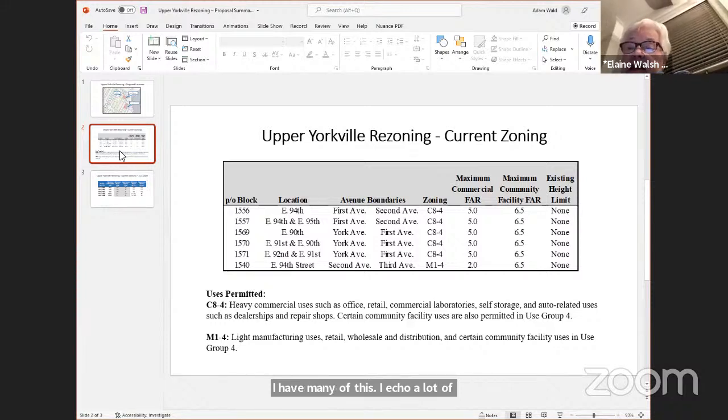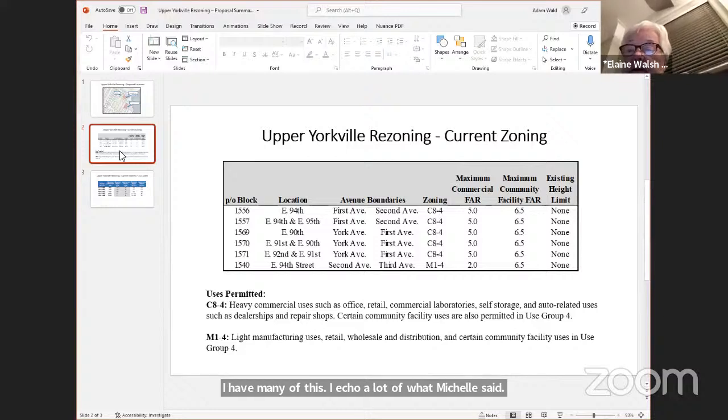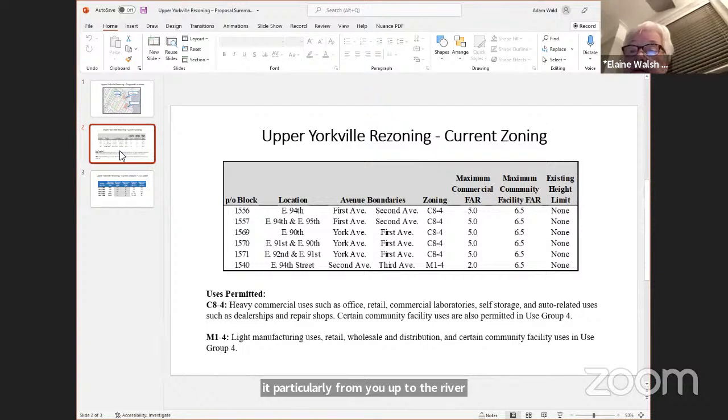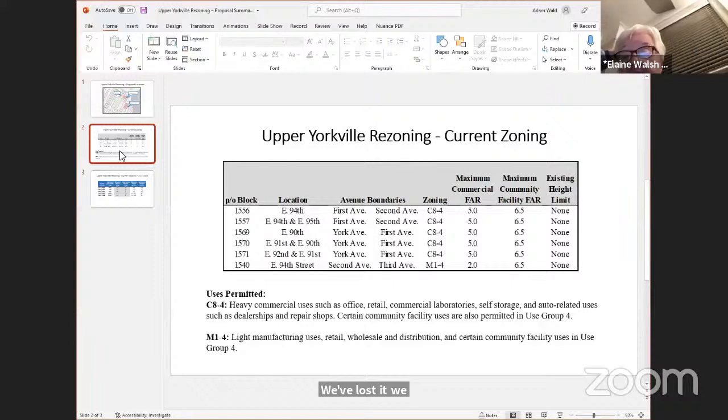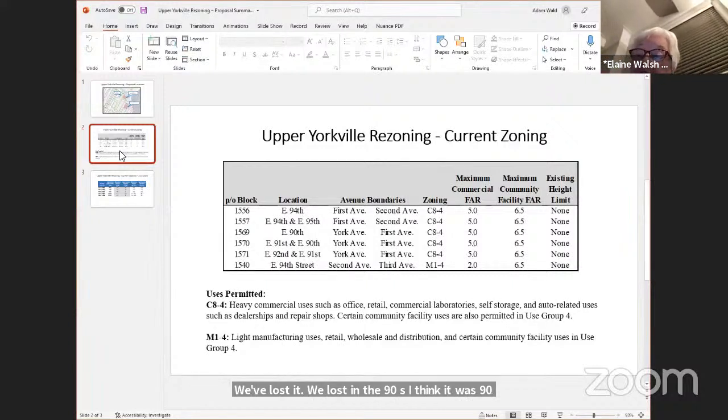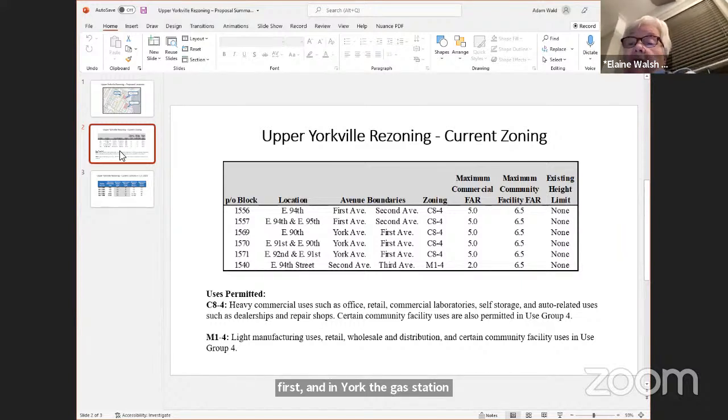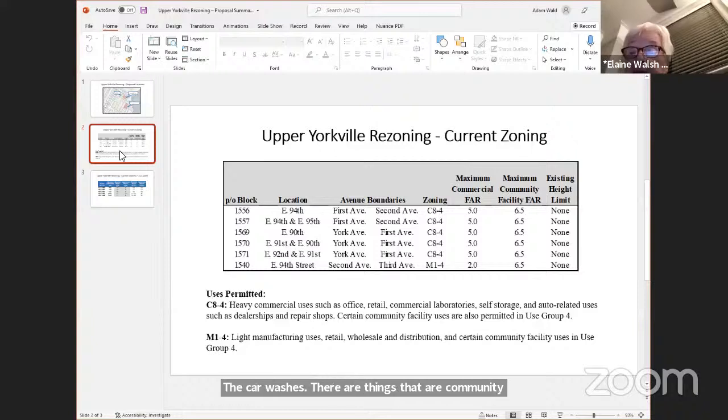I think our community should have more manufacturing. We had it, particularly from York to the river. We lost it in the 90s. I think it was 91st and York, the gas station there, the car washes. There are things that our community needs.